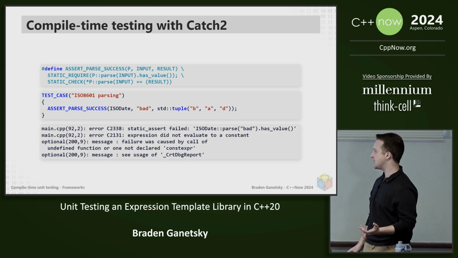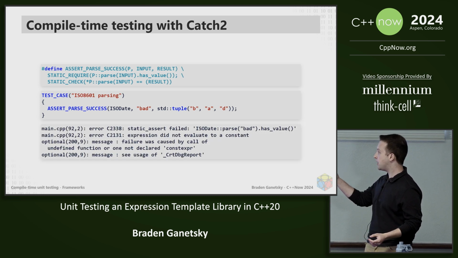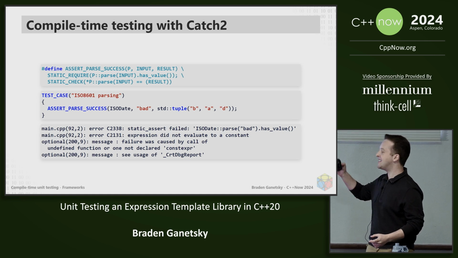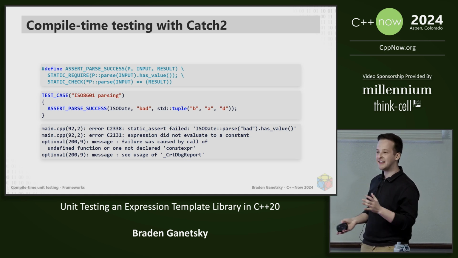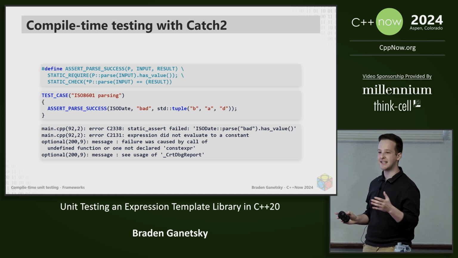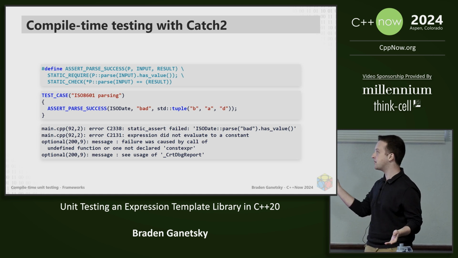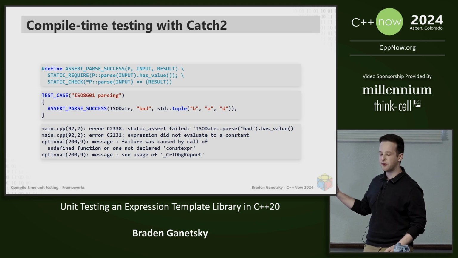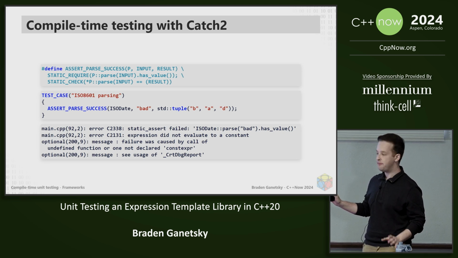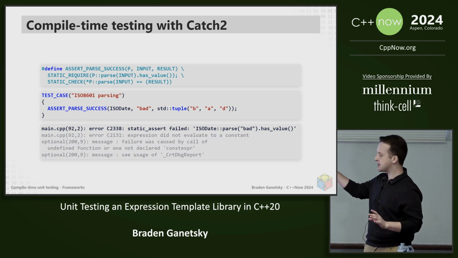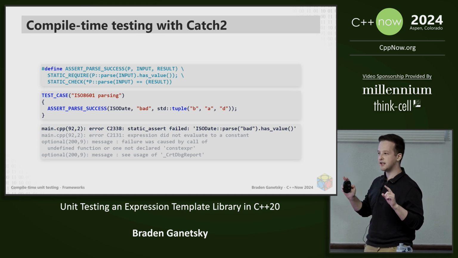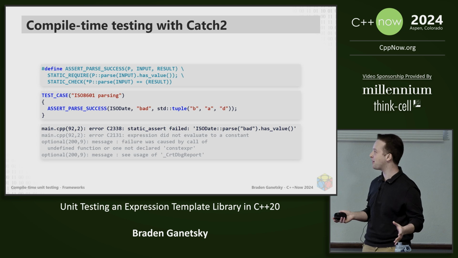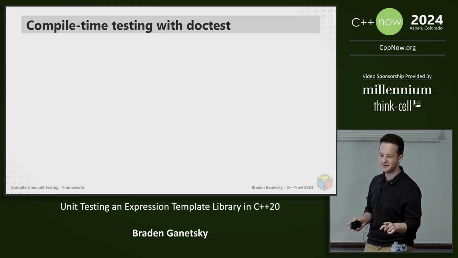This is the message that it tells me. It says static assert failed, iso date parse of bad has value. And it does the optional thing again. But this time, it actually tells me which static assert failed, which is nice so that I don't have to go in and do that myself. It has that automatically. I'm going to take a break from Catch2, actually, because the static assert message is good, but I'm going to go to the other Catch2-style API frameworks, and I'll come back to Catch2 afterwards.